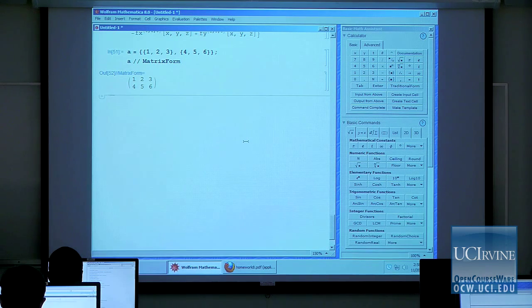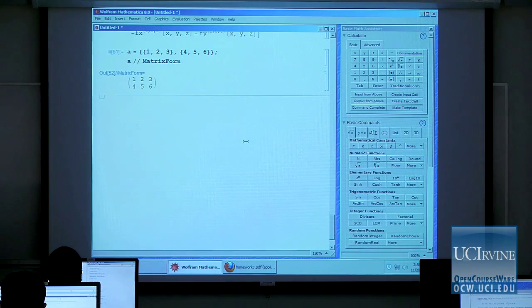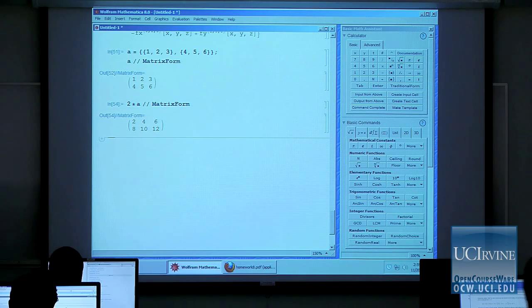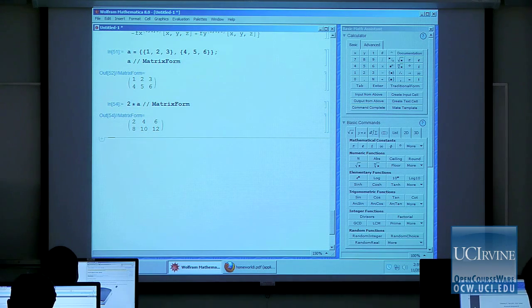Now let's do a little bit of arithmetic here. What do I get if I multiply a matrix by a scalar? Let's have a look at that. For example, I take 2 times A. Well, we've already seen this earlier. Let's put that in matrix form. So we get another matrix whose elements are just 2 times the elements of the original matrix. So multiplication by a scalar just scales all the elements by that scalar.